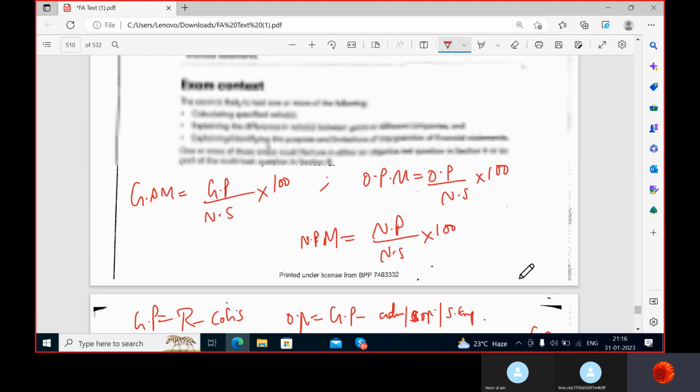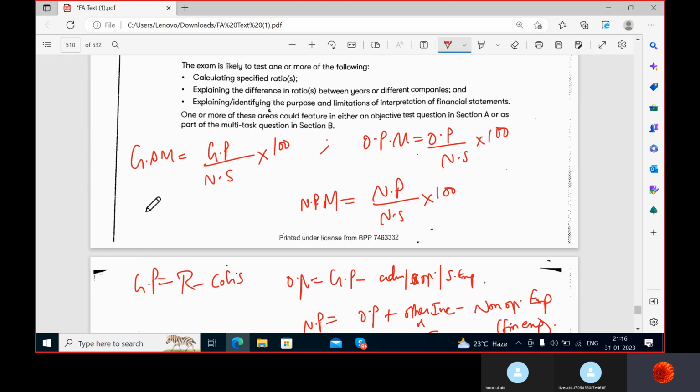And what does it mean? See, let's say your gross profit is 40,000, divided by net sales, that is 100,000, into 100. Your gross profit margin is how much? 40%. Correct? Isn't it so? Yes, sir.